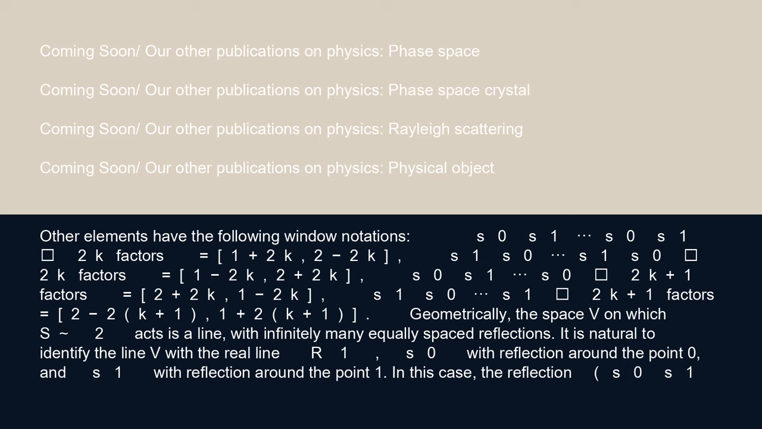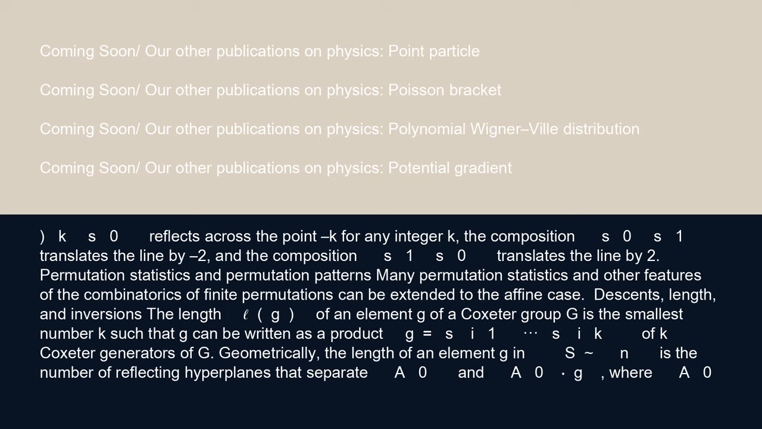Geometrically, the space V on which S2 acts is a line with infinitely many equally spaced reflections. It is natural to identify the line V with the real line R1, S0 with reflection around the point 0, and S1 with reflection around the point 1. In this case, the reflection KS0 reflects across the point K for any integer K. The composition S0 S1 translates the line by minus 2, and the composition S1 S0 translates the line by 2.